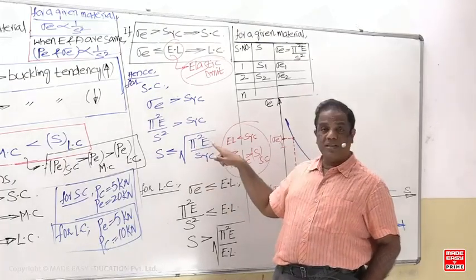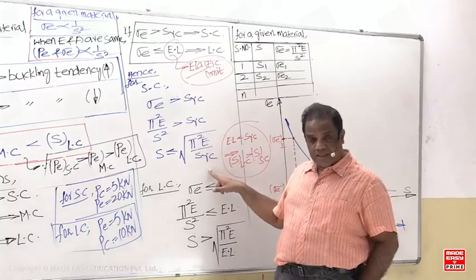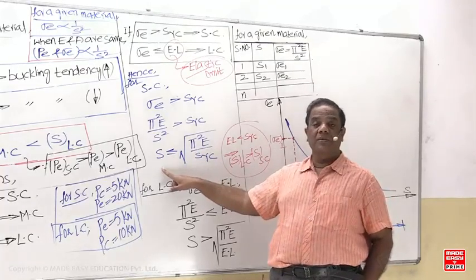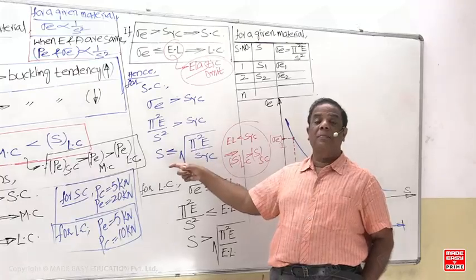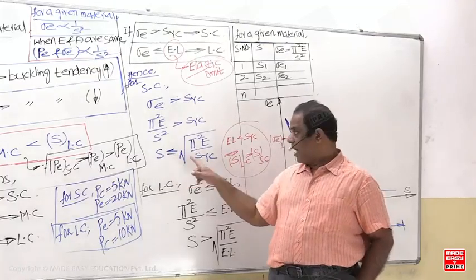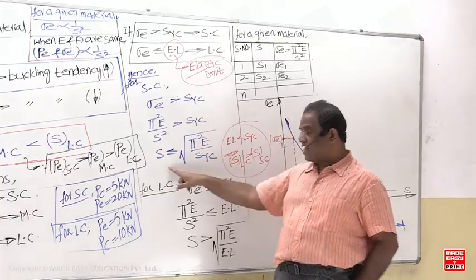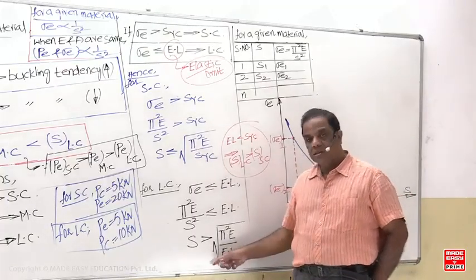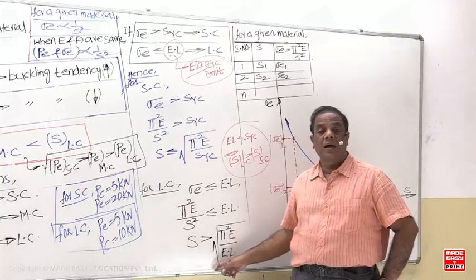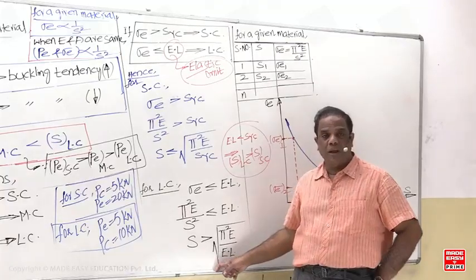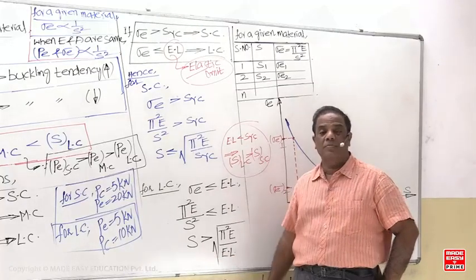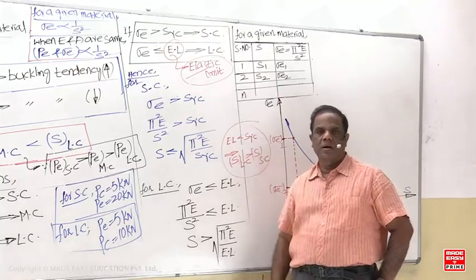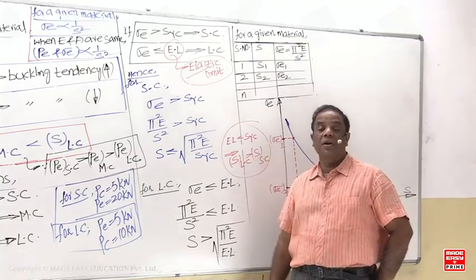By substituting the steel Young's modulus and steel SYC, I can get the upper limit for steel columns. This is the upper limit for the steel columns, less than or equal to the upper limit. And this will give the lower limit for the long columns. In case of steel, the lower limit for long columns is 100. Greater than 100 is a long column. Less than or equal to 30 is a short column.